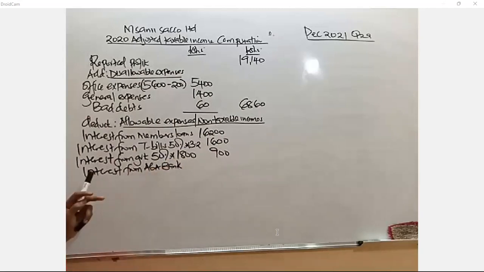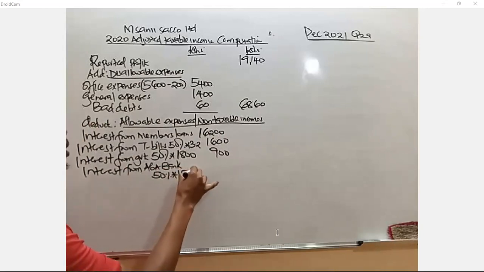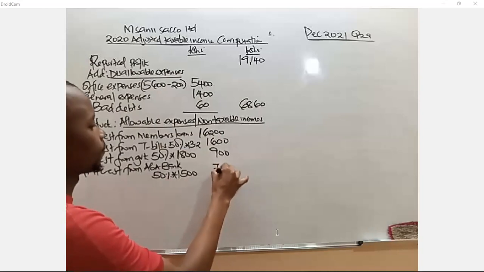Why are we subtracting 50%? The 50% we are subtracting because when you look on the computation of the incomes, they took 100%, whereas they are supposed to be taking only 50%. That is where we are deducting, leaving the other 50. I think you are able to understand up to that point. So the interest from other bank, we have 50%. After 1800, we have 1500. So 50% of these, I think it should be 750.